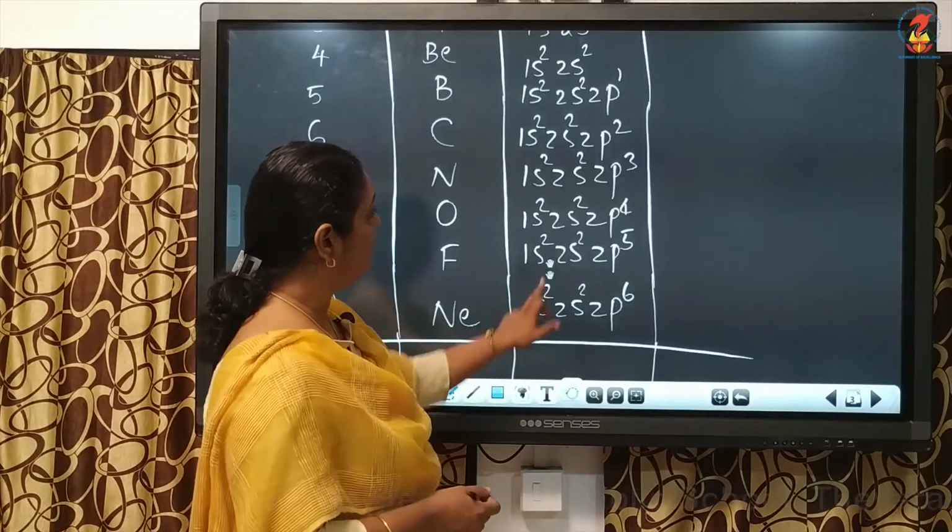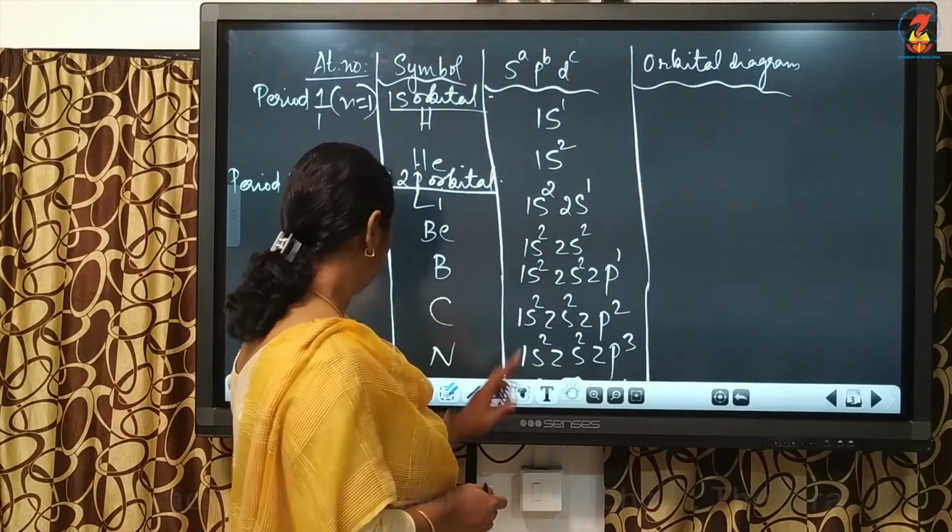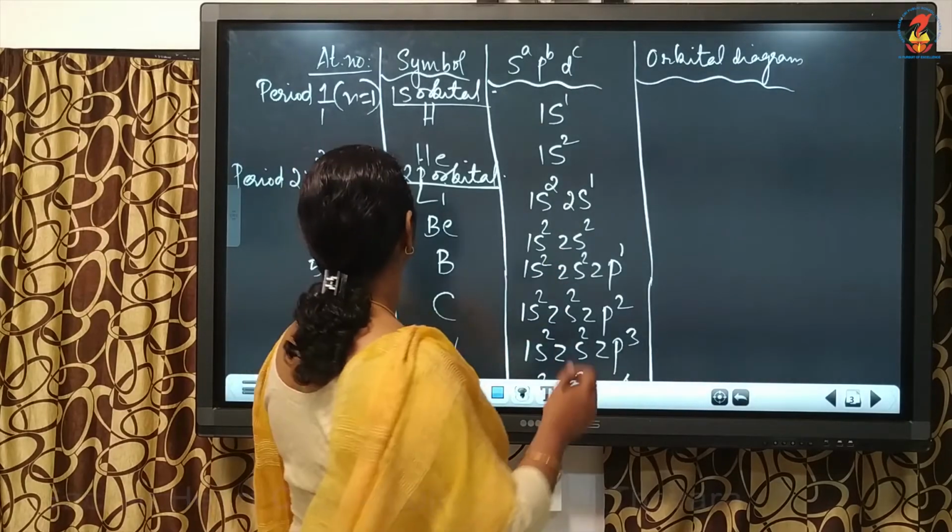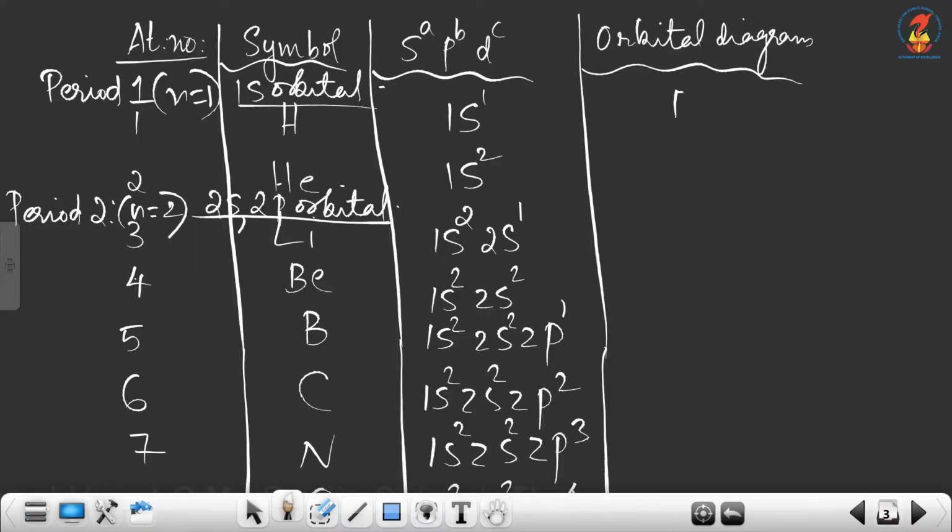Now let's try to draw the orbital diagram. Orbital diagram for hydrogen, 1s. So you need to draw only 1s orbital and 1 electron with upspin. Now helium, we have 2 electrons in 1s orbital. So 1 with upspin and 1 with downspin. Now lithium, it is 1s2, 2s1. So 1s2 is this, 2s1 will be 1 electron.